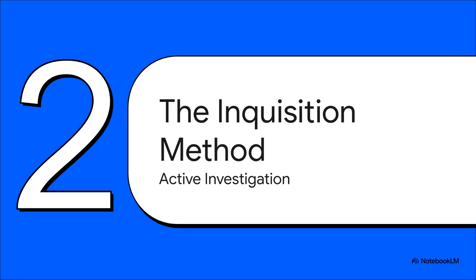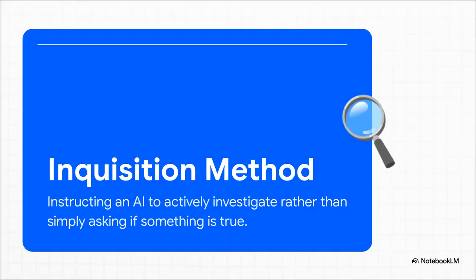Which brings us to Section 2, the Inquisition Method. So, what actually is the Inquisition Method? Basically, it's instructing an AI to actively investigate, instead of just asking if something is true. Notice the shift in the verbs there? We're moving from just casually asking questions to straight-up giving commands. You don't want the machine's opinion. You are commanding the machine to run a rigorous audit.